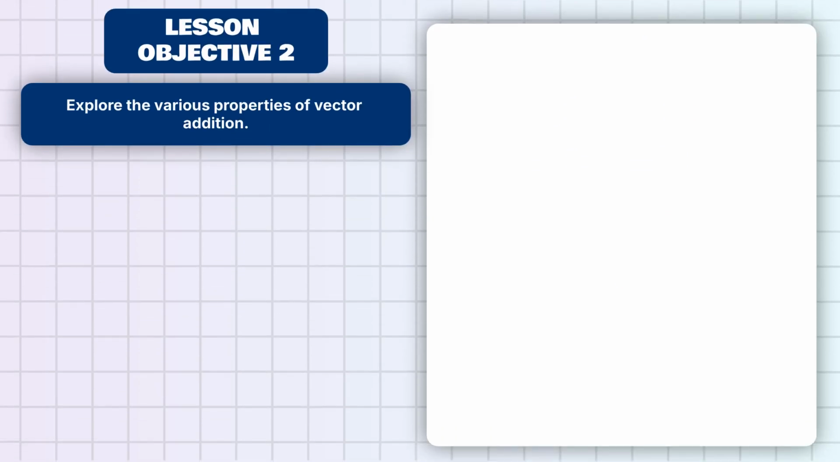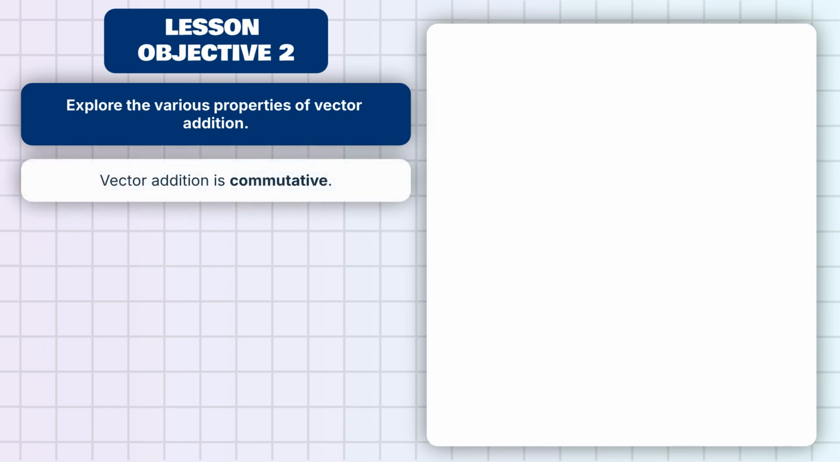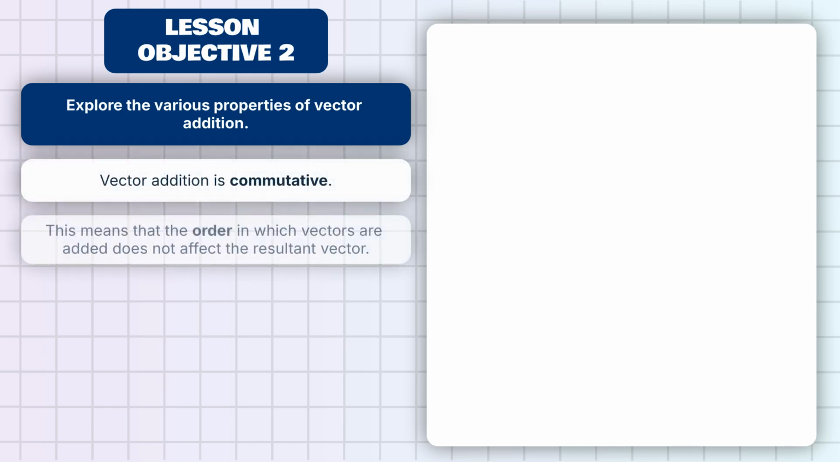Let's move on to our second lesson objective, where we'll explore the properties of vector addition. A good understanding of these properties is essential for handling vectors correctly. The first property we're going to look at is called the commutative property. Vector addition is commutative, meaning the order in which vectors are added does not affect the resultant vector.